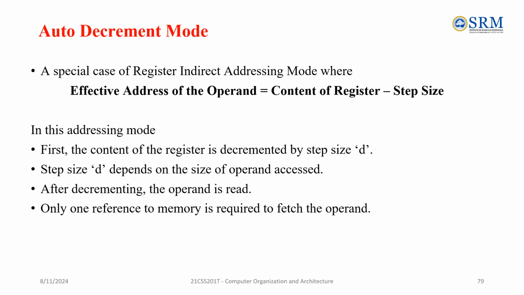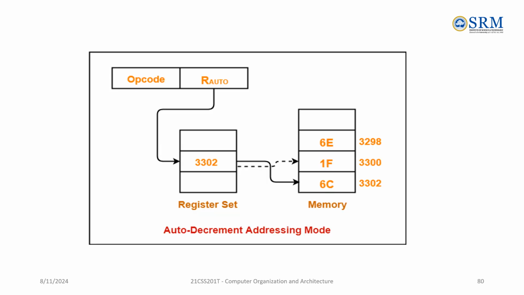In the case of auto decrement, the effective address is the content of the register minus the step size. First, the content of the register is decremented, then the data is accessed. So first you decrement the address value and then access the data. That is auto decrement mode.